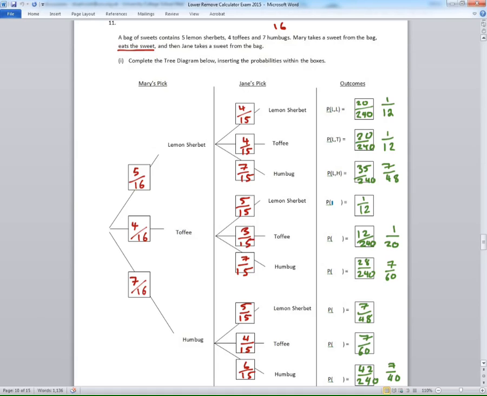Okay, we're going to continue now. So once you've got all these probabilities filled in, you didn't necessarily need to simplify the probabilities, but you might have done.